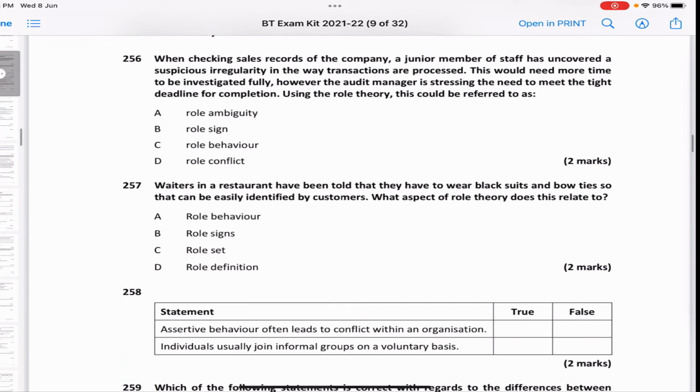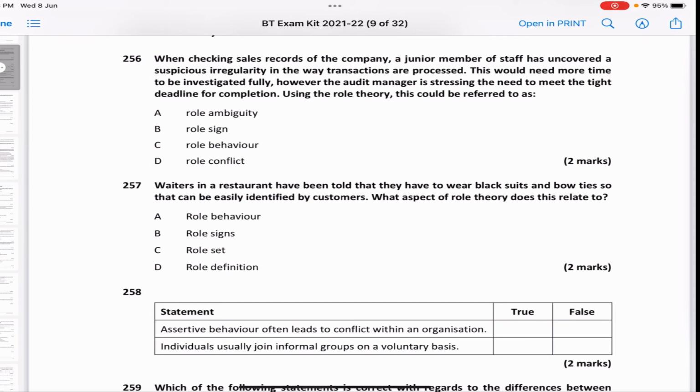When checking sales records of the company, a junior member of the staff uncovered suspicious irregularity in the way the transactions have been processed. This would need more time to be investigated properly. So, what do you think this is? This is a role conflict. Why? Because the audit manager is stressing the need to meet the tight deadline for completion.